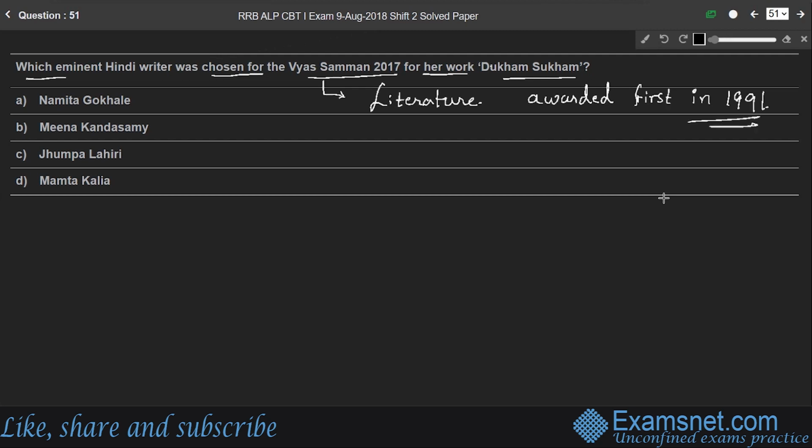Right? So here among four options, Namita Gokhale, Meena Kandasamy, Jhumpa Lahiri, and Mamta Kalia. So Mamta Kalia won Vyasa Samman 2017 award for her book Dukham Sukham, right? Option D is the right answer, right? Option D.